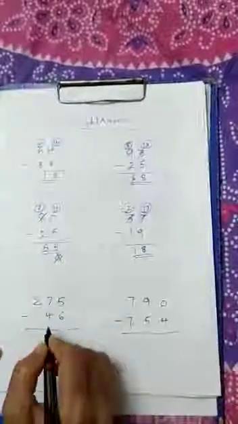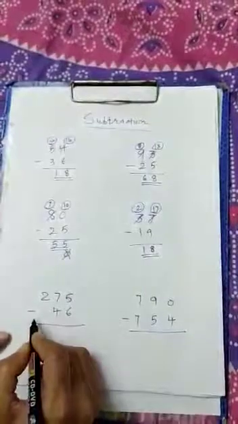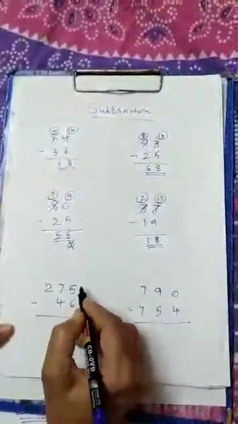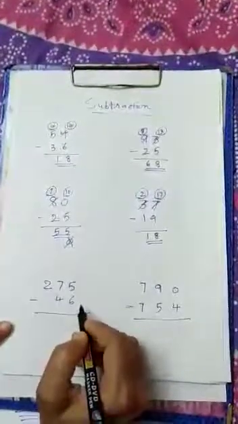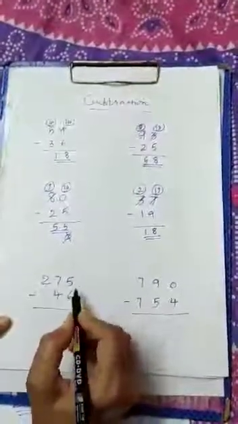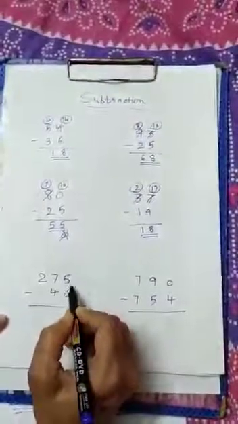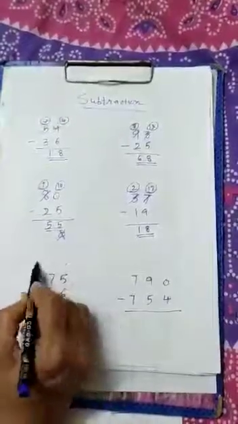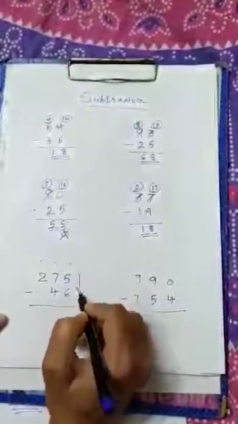Next example of 3-digit number, 275 minus 46. So again we have to start from ones place. As I always tell you that we have to start from ones place, and this is ones place, this is tens place, and this is hundred place. So always we have to start from ones place only.